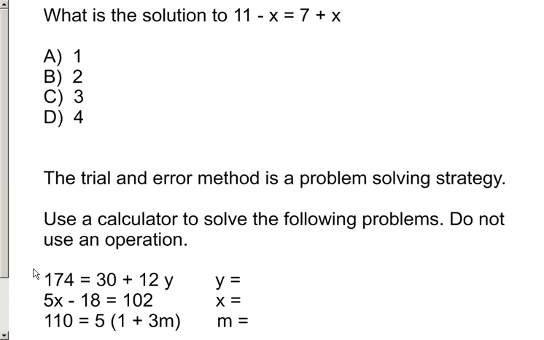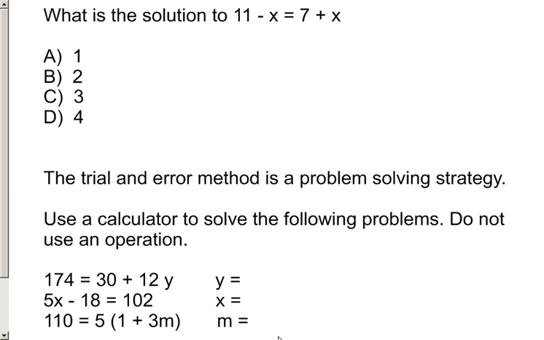If I try letter C, 3, 11 minus 3 is 8. 7 plus 3 is 10. Not a solution. And letter D, 4, 11 minus 4 is 7. 7 plus 4 is 11. Not a solution. So this is the trial and error method to solve a problem.